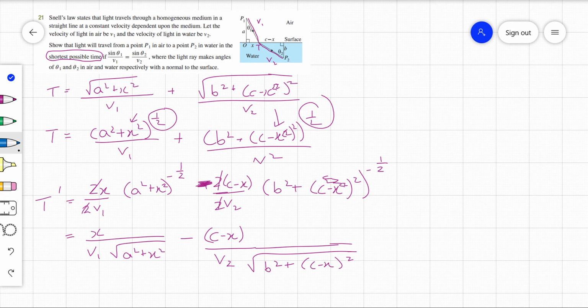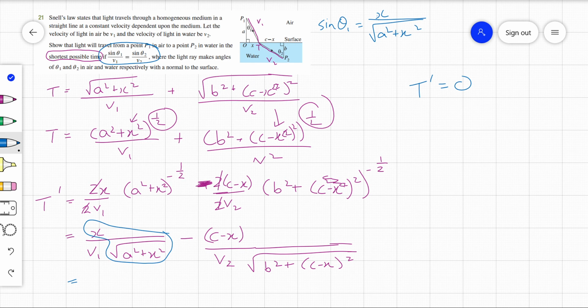All right, nice. Now remember, in order to minimize, or find the shortest possible, sorry, this is shortest possible time, we're looking for where t dash equals 0. And if you look at this, this is a hint here, but anyway, if I look at what sine theta 1 is from this triangle, SOH CAH TOA, I'm going to get x over the square root of a squared plus x squared as my sine theta 1. Oh, look at that. That's what I've got there.